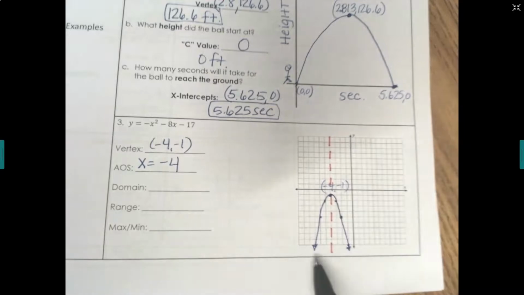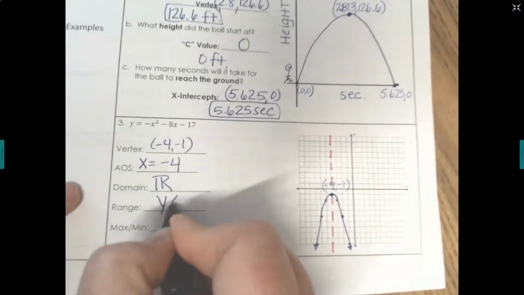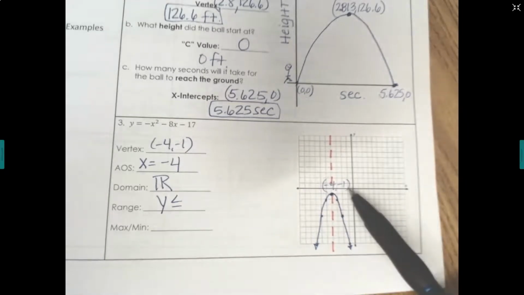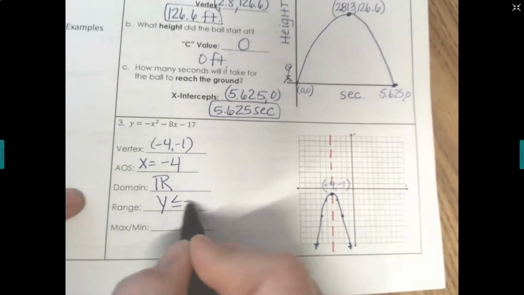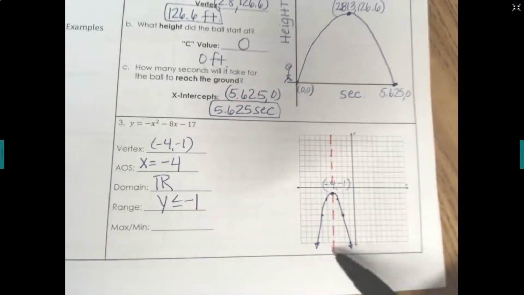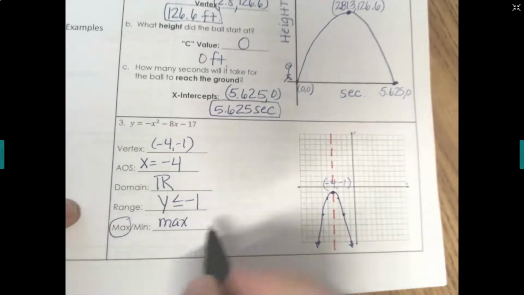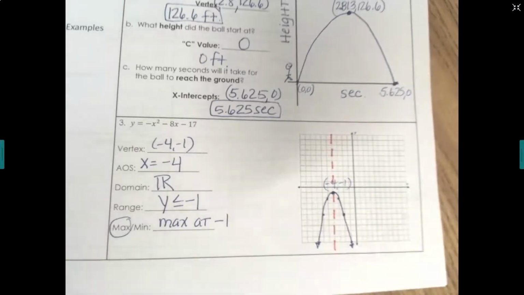Our domain, this is a non-real world problem, so it's never stopping from the left to the right. So we're going to say it's all real numbers. Our range, the whole graph is underneath the vertex because our vertex is a maximum here. So we know it's going to be Y is less than or equal to, and then you need the Y value of the vertex, which is -1. All of the graph is equal to or below -1. And our vertex is on top, which makes it a maximum. It's the highest Y value at -1, because we're talking about the up and down here. All right, hopefully these are getting a little bit easier.